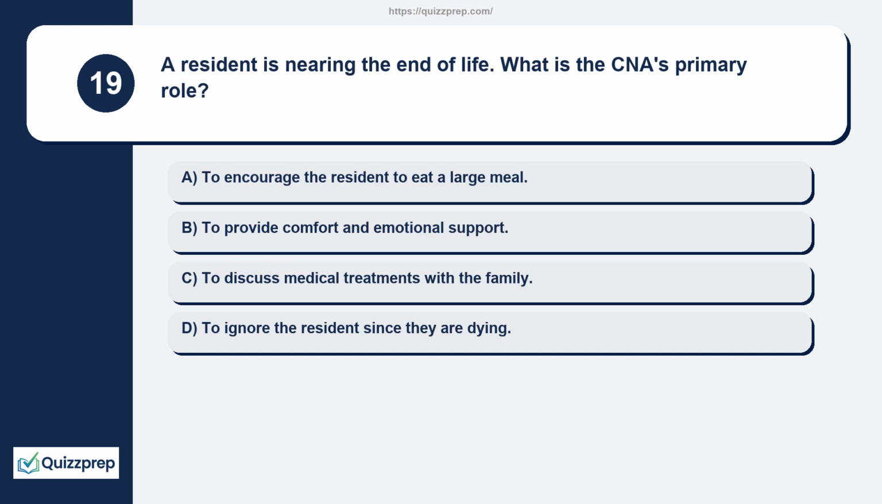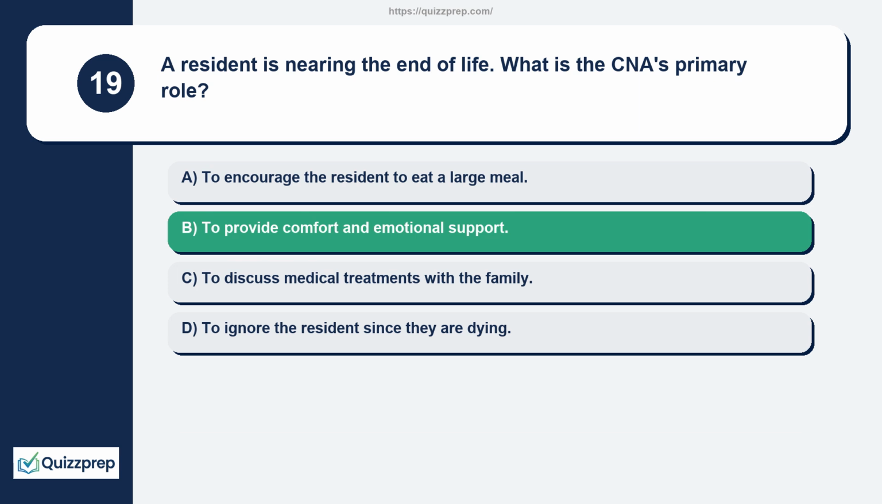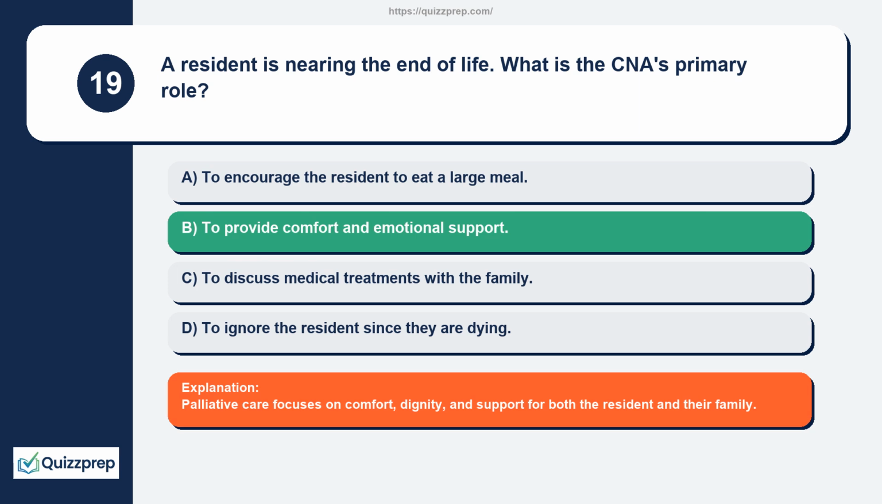Question 19. A resident is nearing the end of life. What is the CNA's primary role? To encourage the resident to eat a large meal, to provide comfort and emotional support, to discuss medical treatments with the family, to ignore the resident since they are dying. Palliative care focuses on comfort, dignity, and support for both the resident and their family.